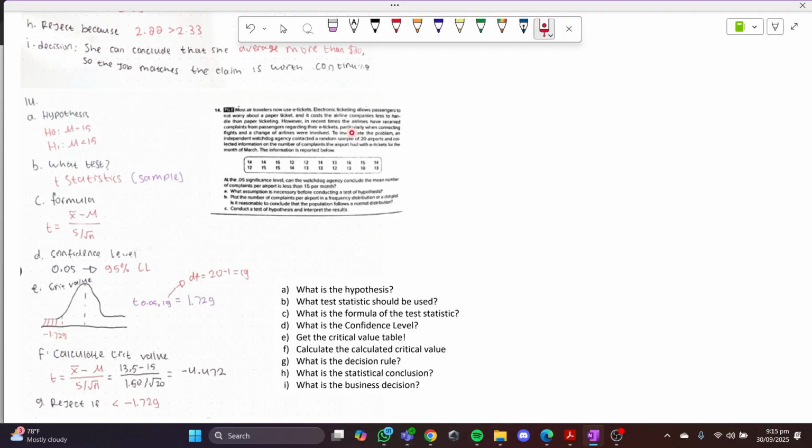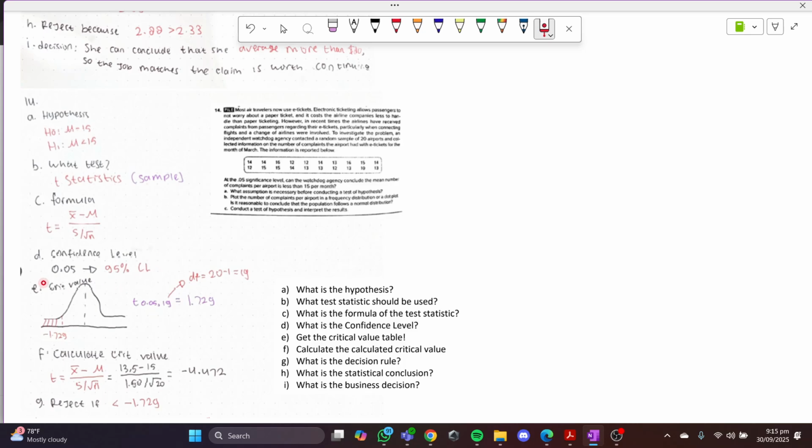Okay, now let's move on to this. The H null is mu equals 15. It's from here. At the significance level of 0.05, can the watchdog agency conclude that the mean of the complaints per airport is less than 15? So the H null is equal to 15, while the H1 is mu less than 15, because it's from the hypothesis here. So we have to do the t-statistics, because it's a sample. The formula for the t-statistics is from your book. You can write this down on your cheat sheet.